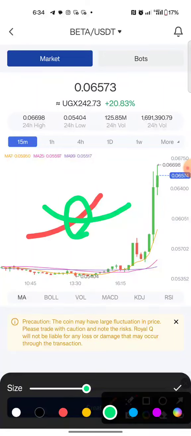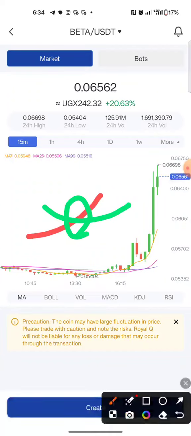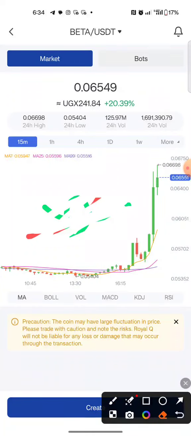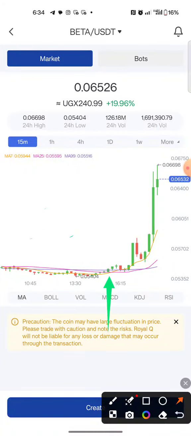When we look at this chart, we see that if someone was doing a good analysis in their charts, they could see that down exactly at this point, the crossover happened. The 7 moving average crossed the bigger moving average of 25. And when it happened, the market started to show some signs of an upward movement.